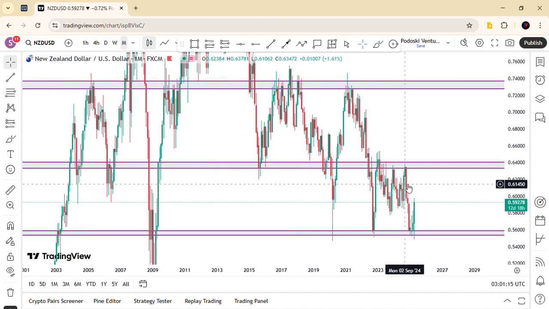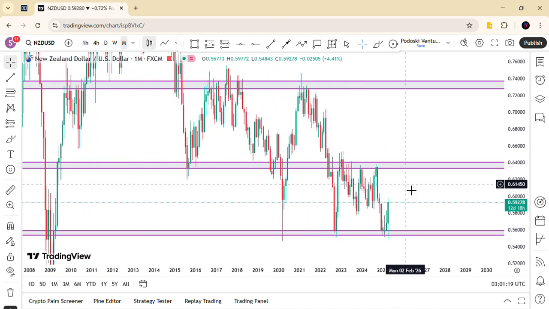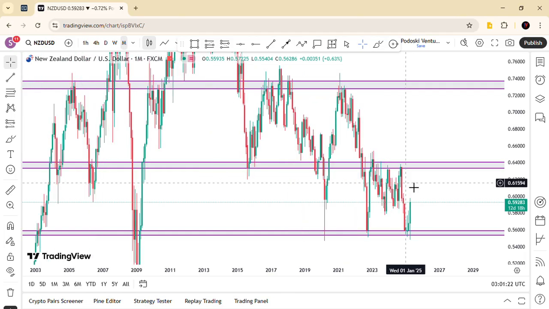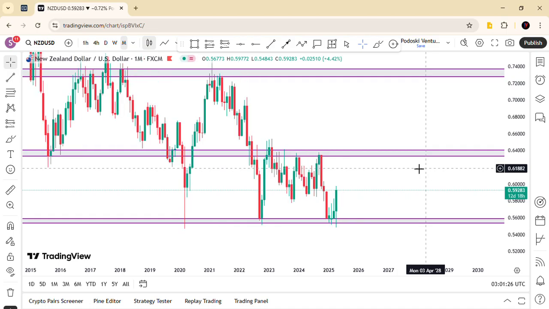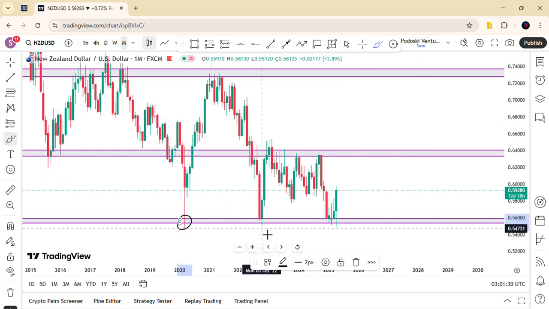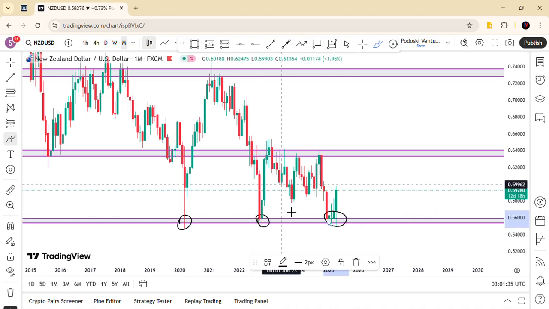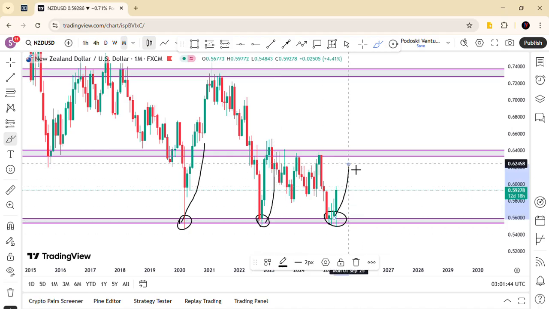On NZD USD, price is in an uptrend from the monthly. If you watch closely at this monthly demand zone, there's very strong buying pressure over there. Anytime price taps into this zone, you always see buying momentum, and price has tapped into the zone again.